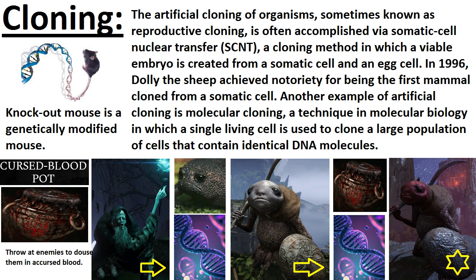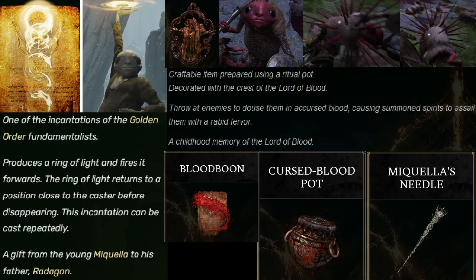In a way, Miquella is a biologist, using his needles to cure the Lands Between of its afflictions, second-gen Albinaurics being his version of a knockout mouse. Second-gen Albinaurics found in the Consecrated Snowfield can use the Discus of Light, an incantation created by Miquella as a gift to his father, Radagon. Second gens found in Mohgwyn's Palace could be infused with the accursed blood of the Crucible. The blood-red Albinaurics have the ability to shoot out needles from their body, like a pufferfish. Their use of needles to attack reminded me of Miquella's connection to needles.